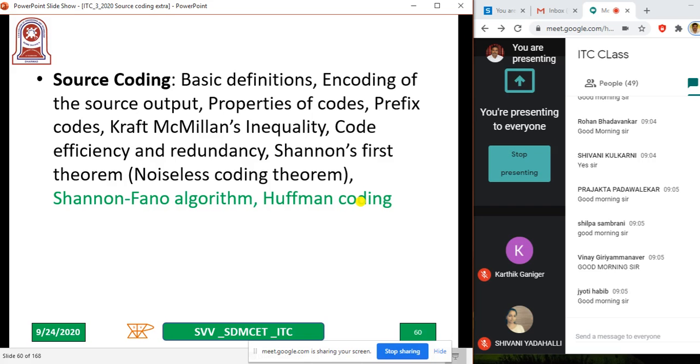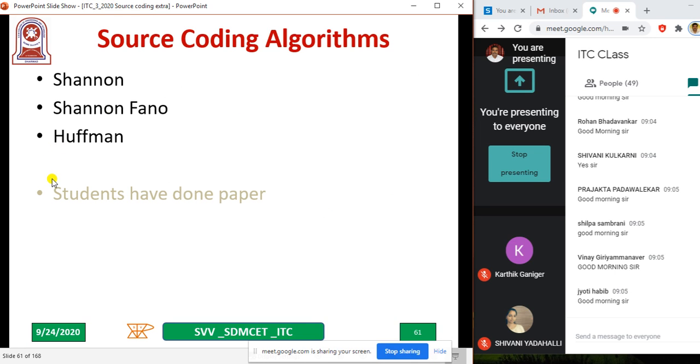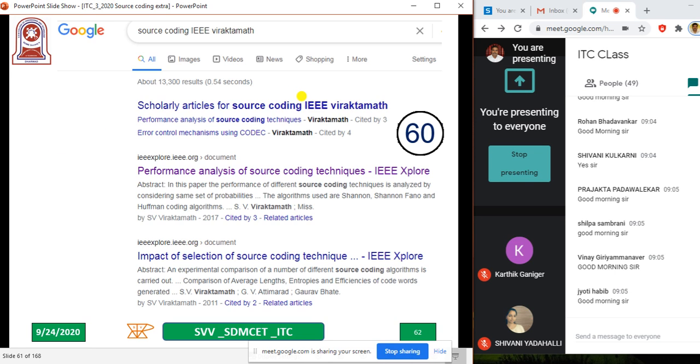We are going to discuss Shannon coding, Shannon-Fano coding, and Huffman coding in this chapter. Some students have done a paper on this also. Shannon-Fano and Huffman, they did the simulation and they have done the paper. I'll share that information with you all.